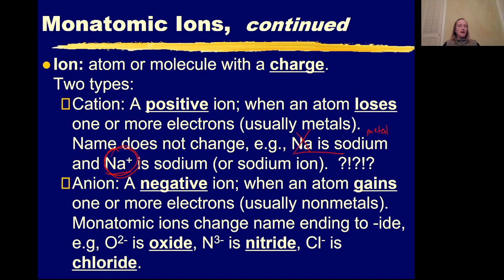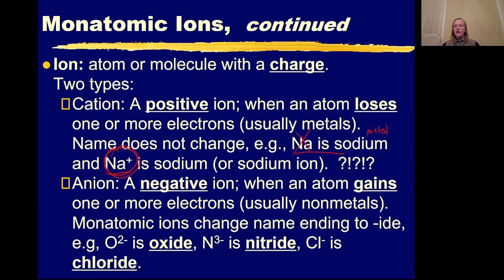The other type of ion is an anion, a negatively charged ion. And anions form when an atom gains electrons, because electrons have a negative charge, so having more of them causes the atom to be negative. It's typically nonmetals that form anions. So oxygen, fluorine, chlorine, those elements form negative ions. They tend to gain electrons.